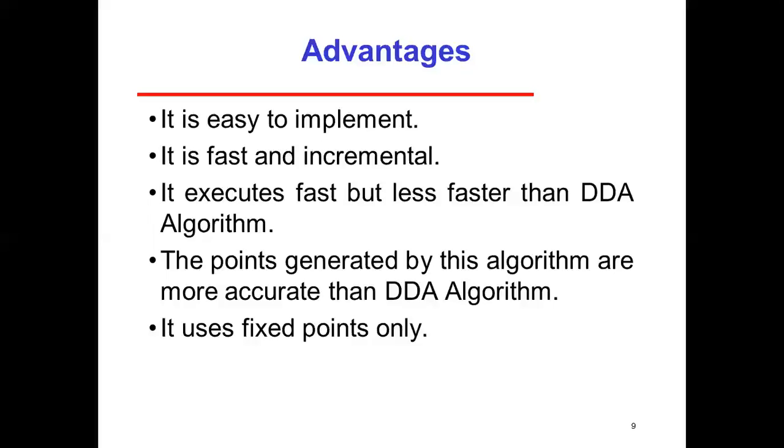It uses 6 points only. So here we will use the 6 points, and the points generated by the algorithm are more accurate than the DDA. So that's why we use the Bresenham algorithm to get a more accurate straight line. But all such methods are based on the incremental method. Why is it called less fast than the DDA algorithm? Because the calculations here are complex.